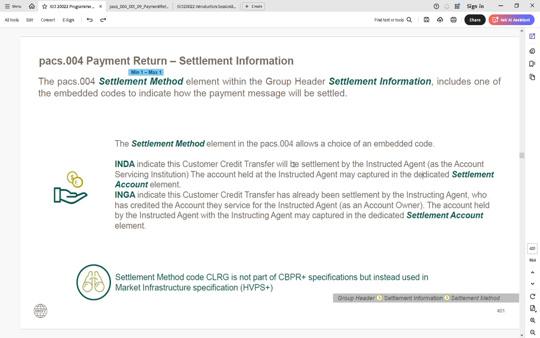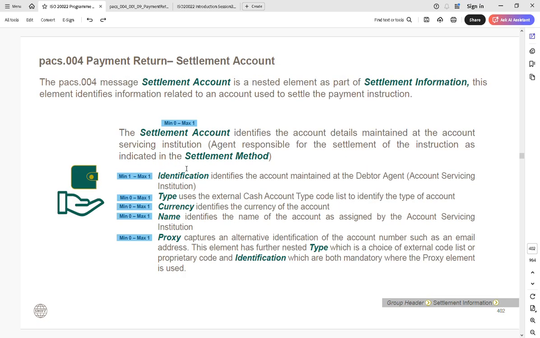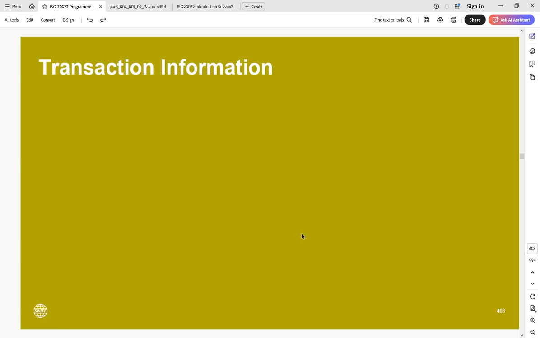Then again here, for the settlement method, we have to use the same settlement method which was used for the earlier message. We have to repeat it here as well. Whatever you have used in the PACS message, the same we have to use here. The PACS.004 settlement method element within the group header settlement information includes one of the embedded codes, which we already discussed last time, either INDA or INGA. One of those we have to use. And with that, the settlement account as well, the settlement account ID, maybe the IBAN of the person, we have to use for the settlement account. Okay, same thing here as well.